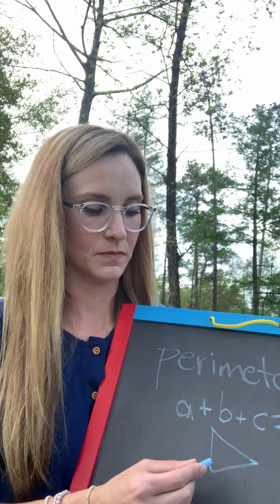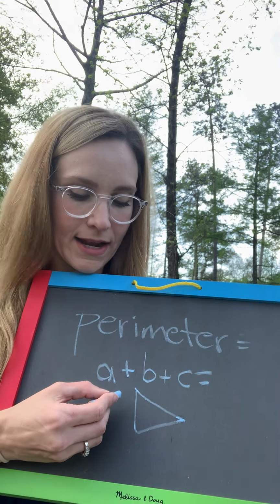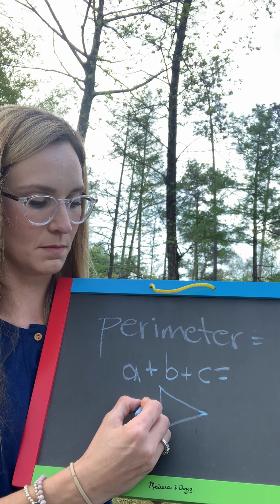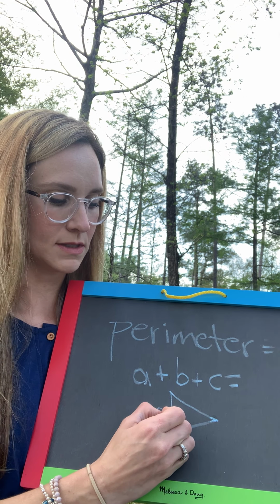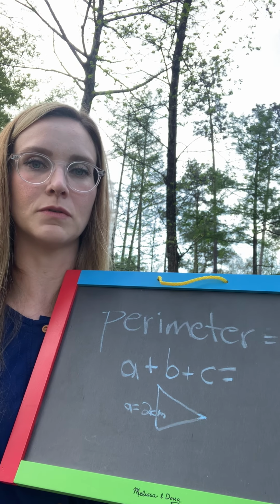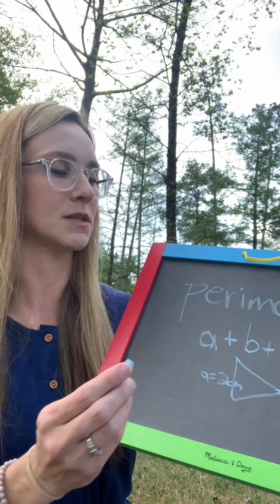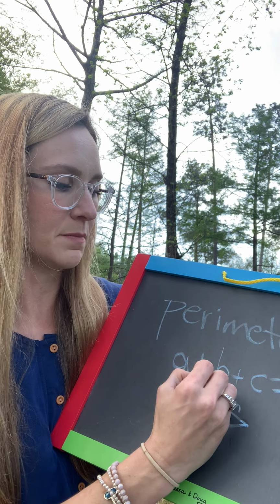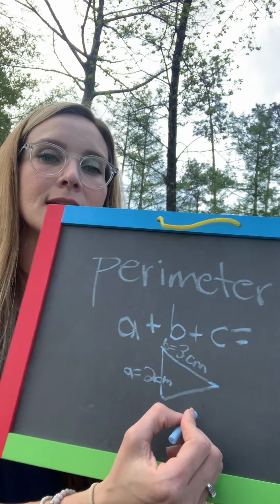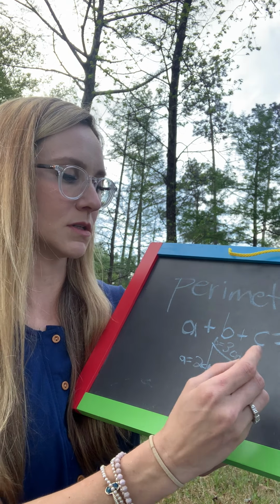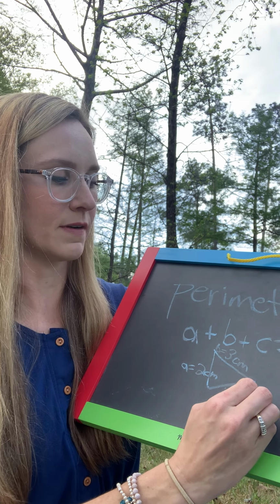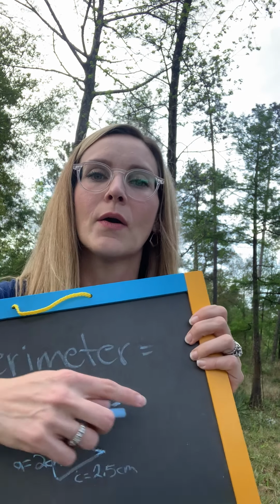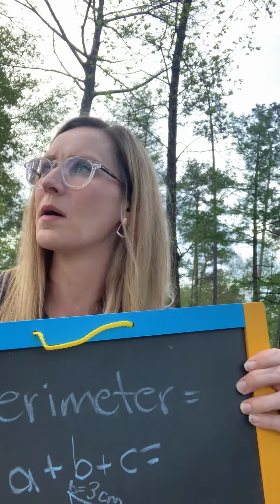Let's say that side A of this triangle equals 2 centimeters. Plus 3 centimeters, that's side B. And side C is going to be 2.5 centimeters. Ooh, a decimal. Can you add decimals? You can add decimals. Okay, over here on the side, we're going to work this problem out.